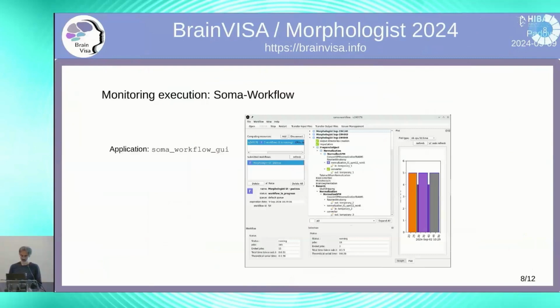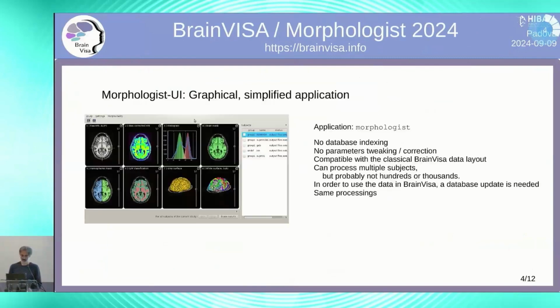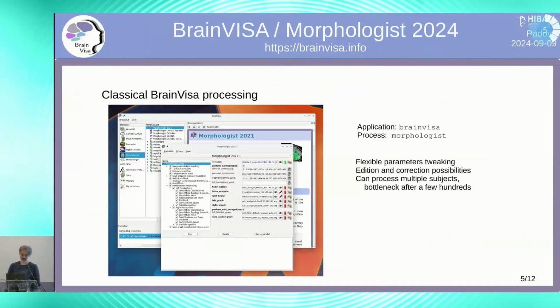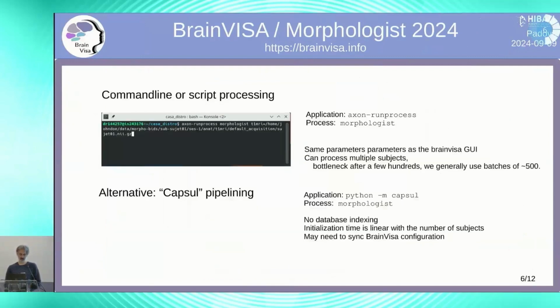Let's get back to where we were. So this was BrainVisa processing. There are also command line options to run Morphologist. Actually, every process in BrainVisa can be run using a command line tool. It's a program called Axon Run Process.